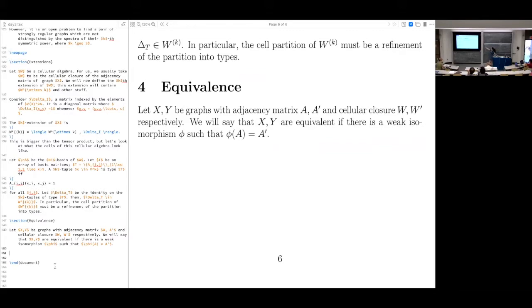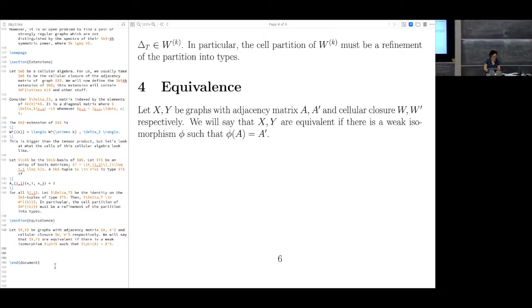If there's a weak isomorphism like this, then from the results we had the other day, the adjacency matrices definitely have to be cospectral because they just get mapped to the other. And then you can also see that this will map the adjacency matrix of the complement of X and the complement of Y to each other. So they will be cospectral with cospectral complements. So from this already, we will know that they're cospectral with cospectral complements.